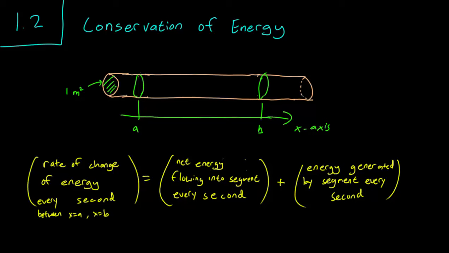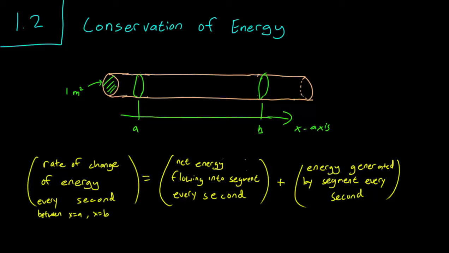We want to think about the rate of change of the energy inside that segment. So how does energy change? Well, the energy in that segment changes if you have heat flowing in or heat flowing out of that segment, and that's represented by the first bubble on the left hand side: net energy flowing into the segment every second. So net means you add the energy coming in and you subtract the energy coming out. So that's just the heat flowing.